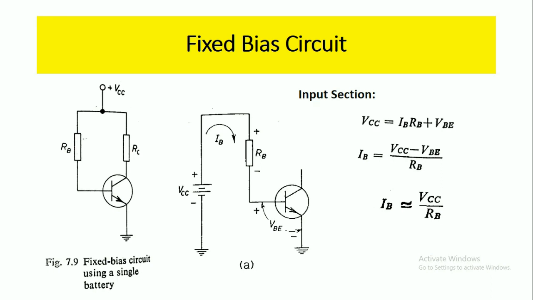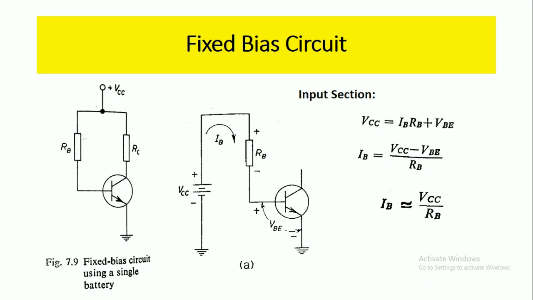From a practical point of view, it is always preferable to have an electronic circuit that works on a single battery. That is, instead of using two batteries, we will use only a single battery. According to that, we will select the RB and RC values. Here the supply voltage VCC is fixed and the resistance RB is fixed, so the base current IB is also fixed. So generally we call it a fixed bias circuit.